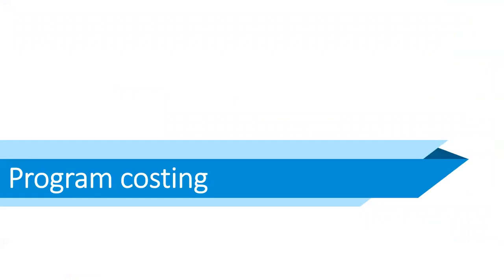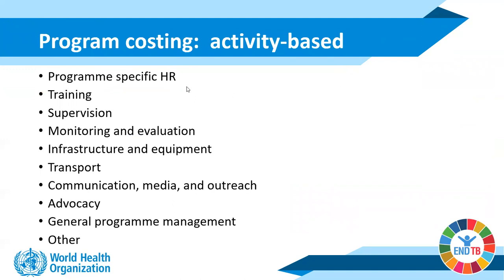I'm going to move on now to the second element of the costs, which we call program costing or above service delivery costs. These are estimated using an activity-based costing approach, and there are a series of default cost categories, including program-specific human resources, such as the national TB program, training, supervision, monitoring and evaluation, infrastructure and equipment, transport, communication, media and outreach, advocacy, program management, and another catch-all category. These program costs are included in all different health areas. There are a series of TB-specific program costs and some adaptations that I'll talk about in our next session.